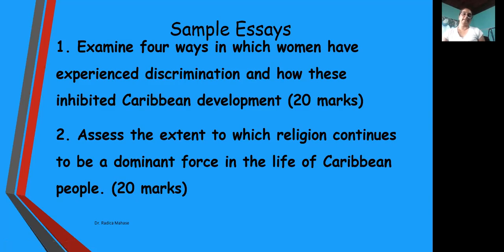Our question is, examine 4 ways in which women have experienced discrimination and how these inhibited Caribbean development. The first thing we want to know is what could possibly be a thesis statement for this essay. Anyone want to try? Just unmute yourself and tell us what you have as a thesis statement. At this point, there's no right or wrong. If I need to help you shape it properly, I will do that. So feel free to say what you have.